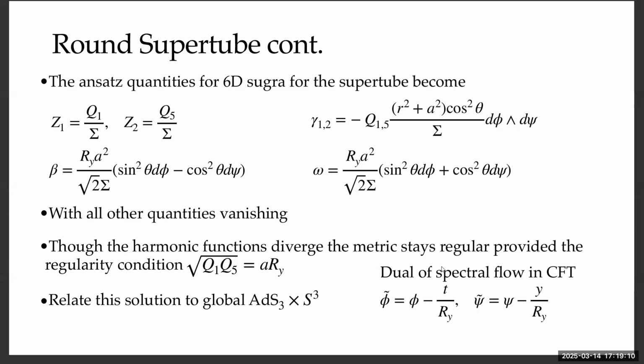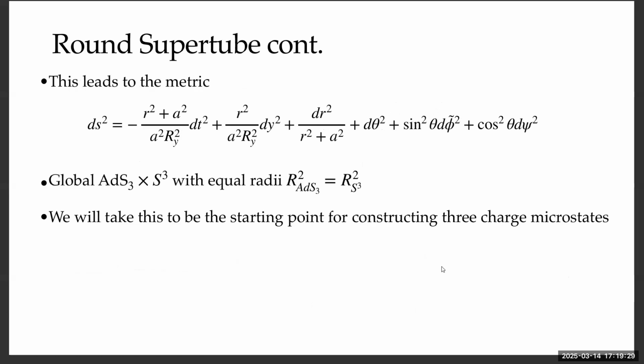So this is the starting point, so we sort of build the three-charge solution on top of this. But to do that, we want to take this and perform a coordinate transformation like this, because after all the dust settles, this super tube solution actually takes this form, which is global AdS3 cross S3. And so we'll take this to be the starting point to construct our geometries.